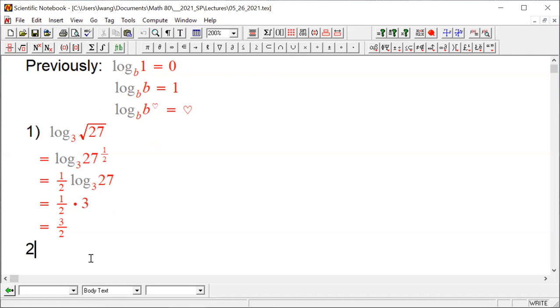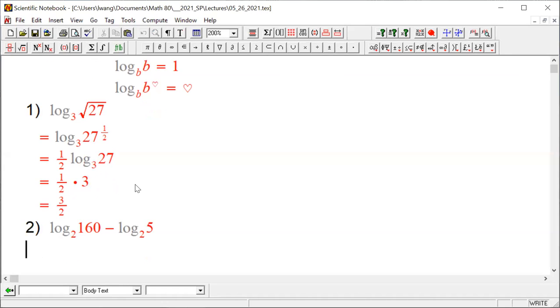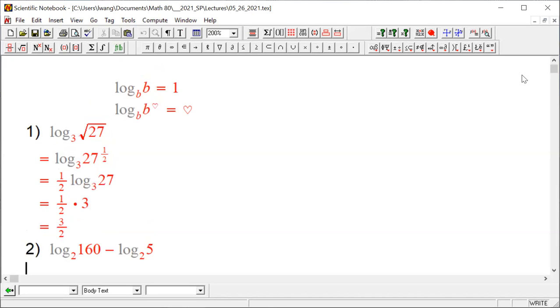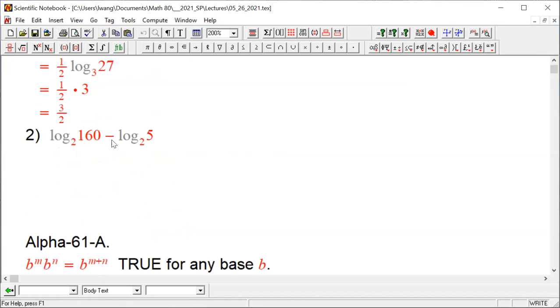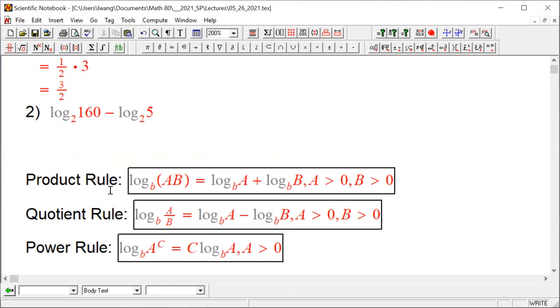Okay, so let's look at the second example. Log base 2 of 160 minus log base 2 of 5. We have 3 rules we have learned here today. Which one should I use? You can do it in many different ways. You can use these formulae any way you want, left to right, right to left.